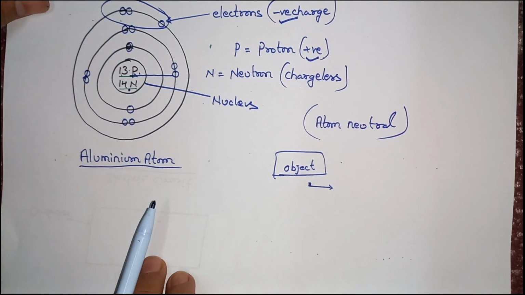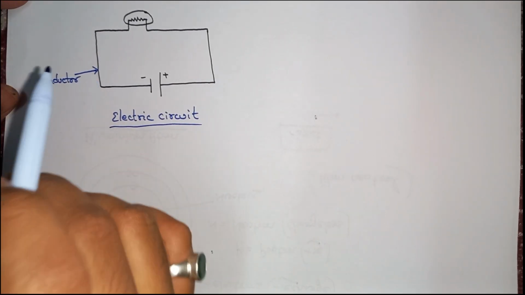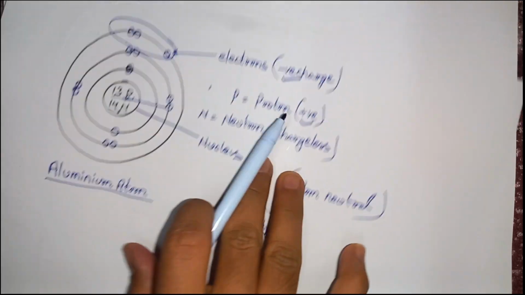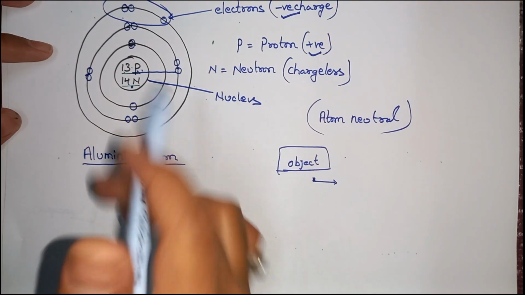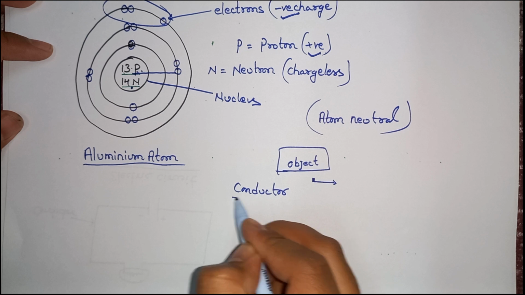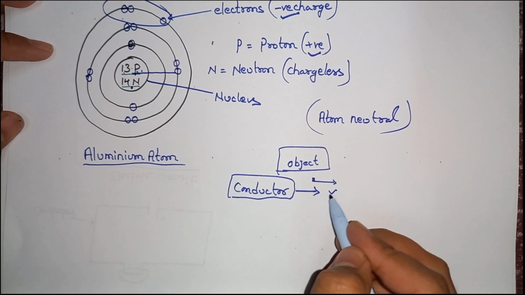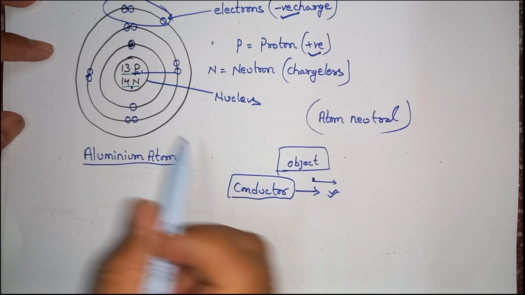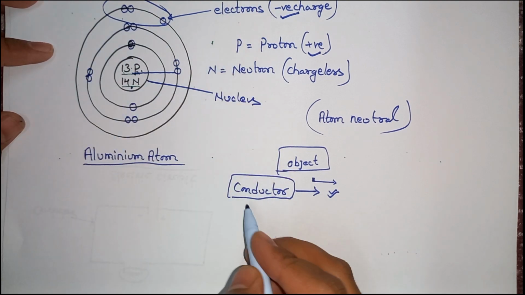Now if we consider an electric circuit, this is a conductor. As I told you, if an atom gives a free electron outside, then that type of atom is known as a conductor. Conductor means it will be freely able to conduct electrons. It is a good conductor of electricity. If it does not give this type of free electron outside, that is called an insulator.